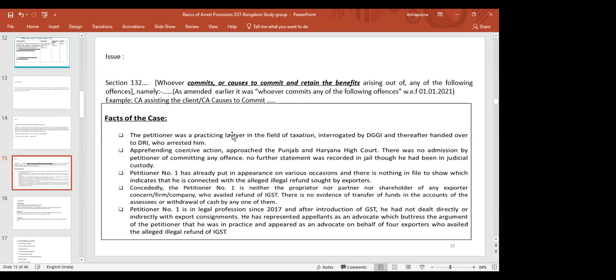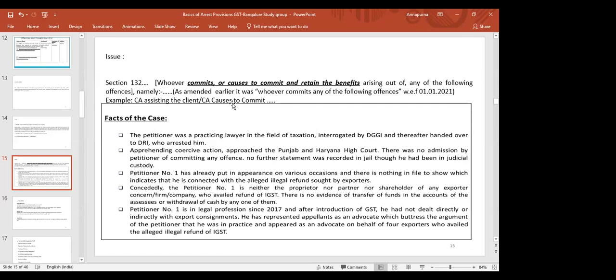So I was just trying to read one of the cases of this lawyer also. Here also they were saying that he has not directly or indirectly dealt with that consignment. He has just represented as an advocate. And therefore it cannot be said that he has caused it to commit or he has retained that benefit. So according to me, as a chartered accountant, if we are handling any of our clients where they are committing this kind of offenses, to the extent we are not in the range of causes to commit or retain the benefit, I think we can differentiate between assisting and causes to commit.